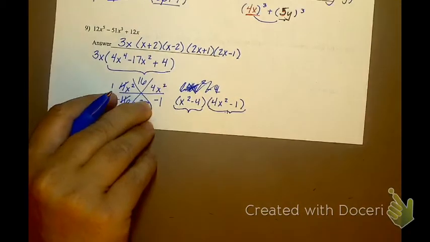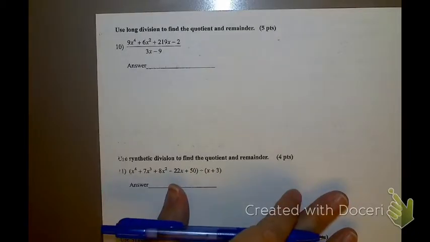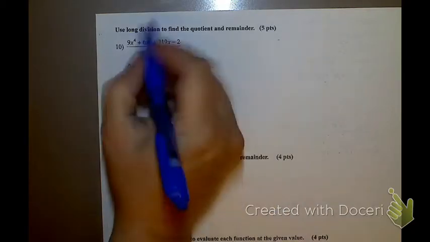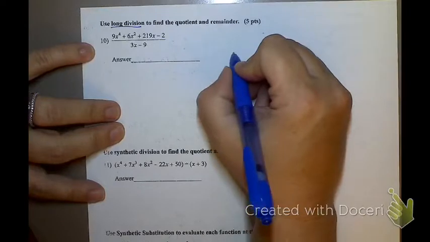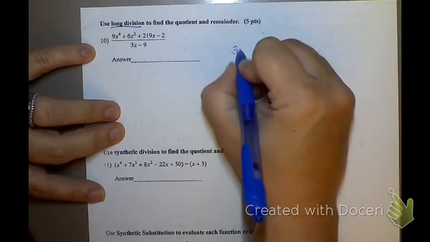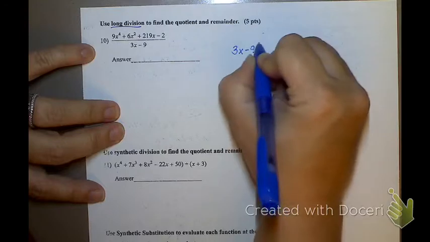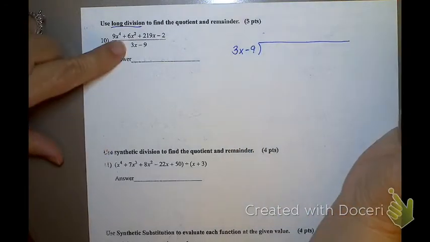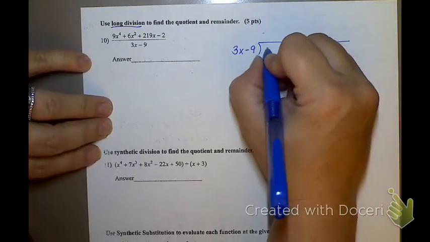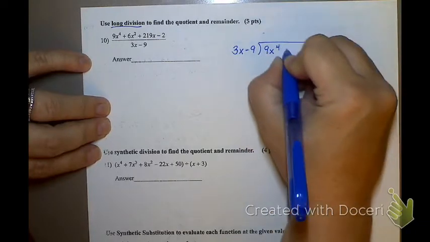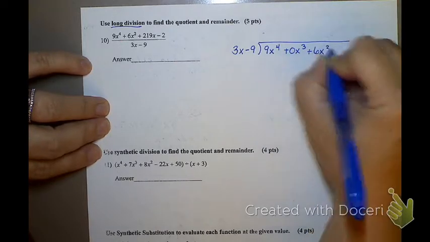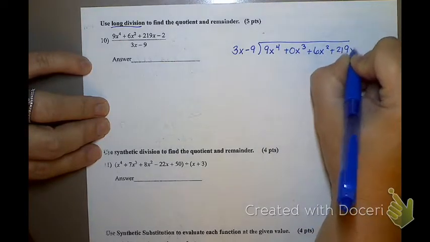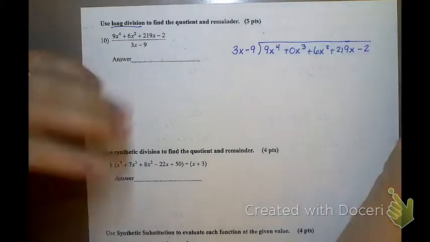I think the back side was actually easier. All right, it does say use long division, so I do need to see long division. Let's see, what goes outside my little division house? 3x minus 9. And inside would be the, do I have any placeholders that I need? Yes. Where? Plus 0x to the third, right? Plus 6x squared plus 219x minus 2.